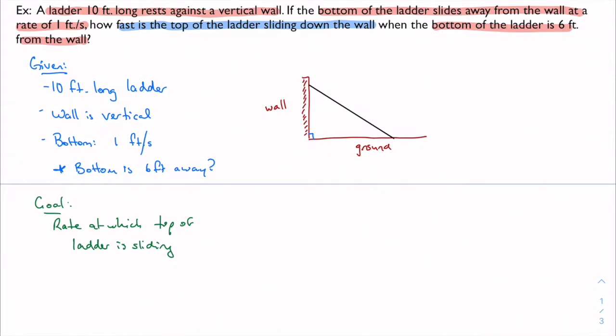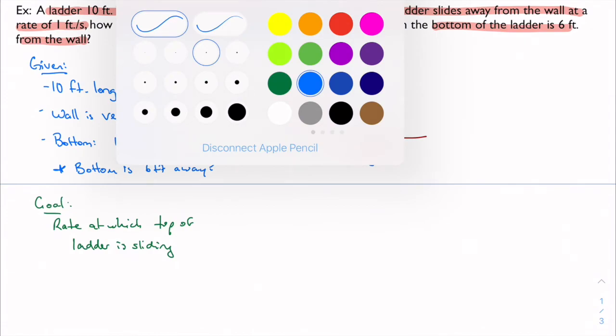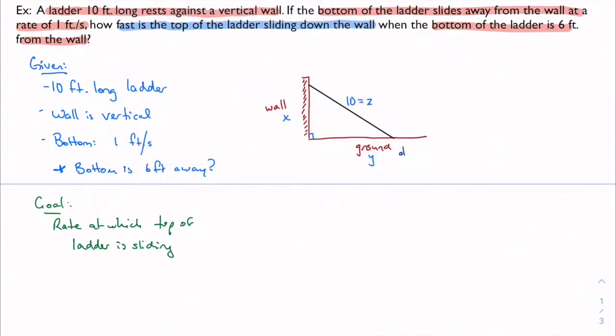We know that this ladder is 10 feet long. Well, what else is this ladder? This ladder is the hypotenuse of our right triangle. So in terms of x, y, and z, actually I'll do that. I'll call them x, y, and z, which is great. And then just as before, we need to know some rates of change, right? I know that the bottom is sliding away from the wall at a rate of 1 foot per second. So the rate of change in the position of the bottom of the ladder, dy, over time, dt, is 1 foot per second.